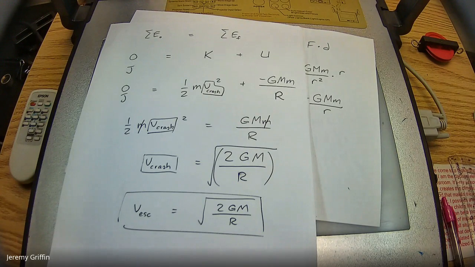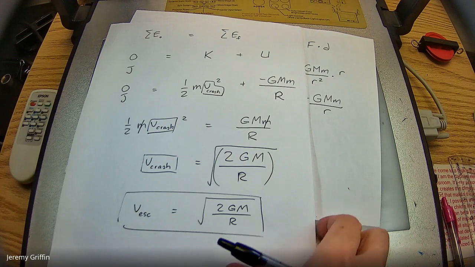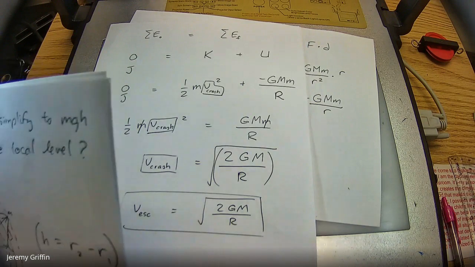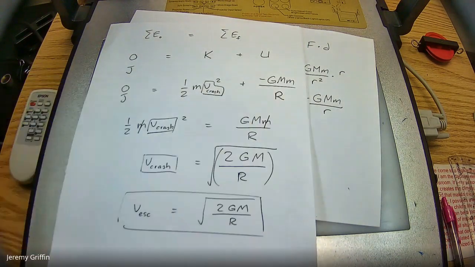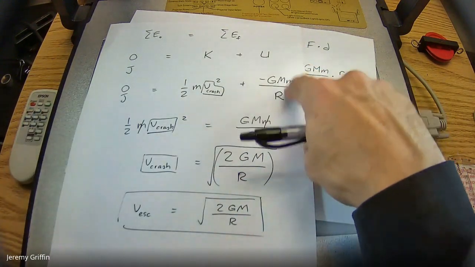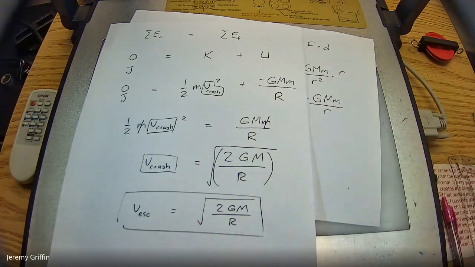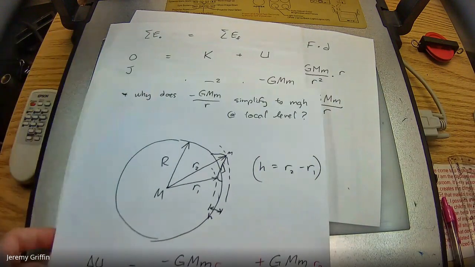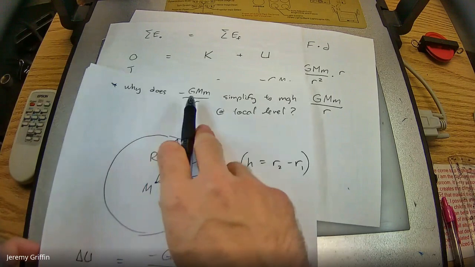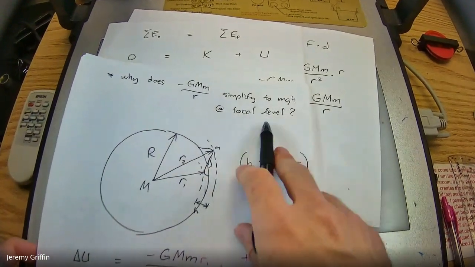And remember, orbital speed is just square root GM on r. All right. Let me just show you some notes that I was showing in my AP class, which is, remember, negative GMm on R simplifies to mgh just for a local level, right? So I'll just go through this with you guys real fast. So why does negative GMm on R simplify to mgh at a local level?